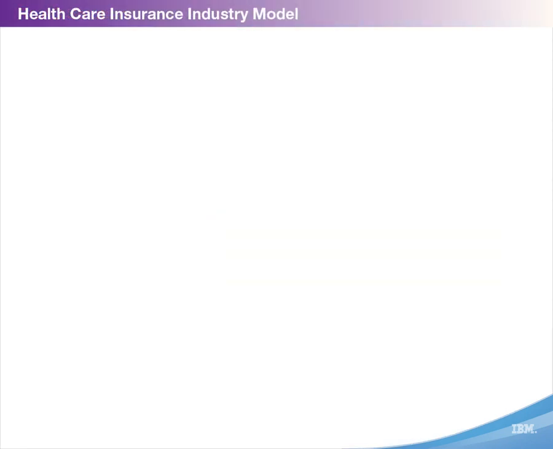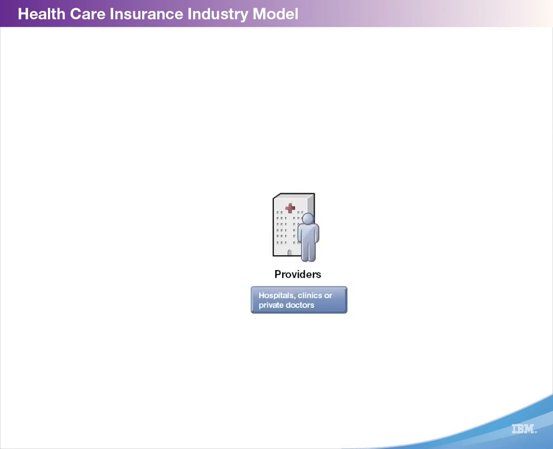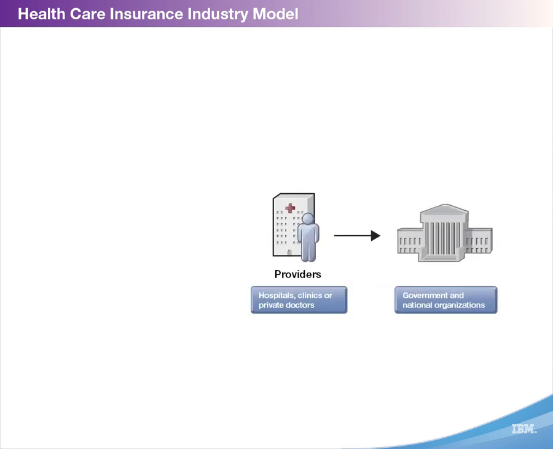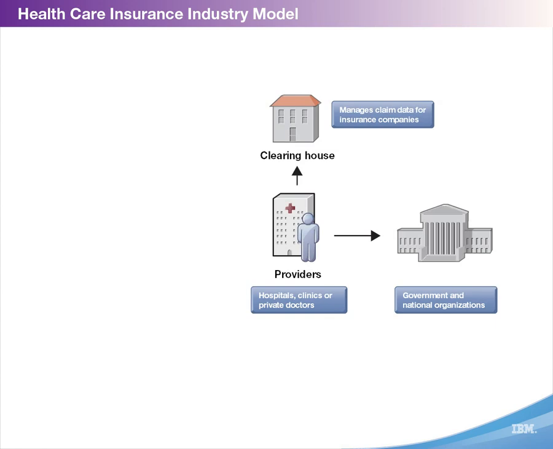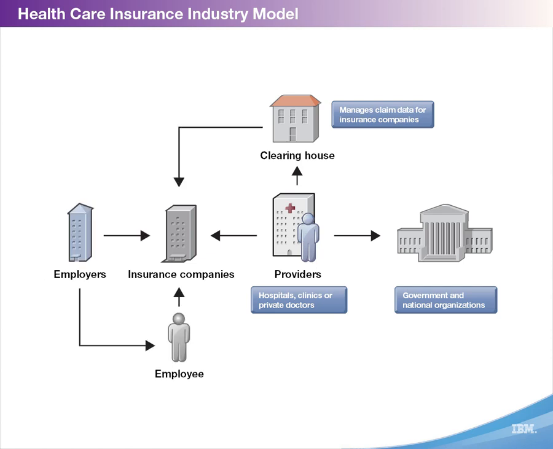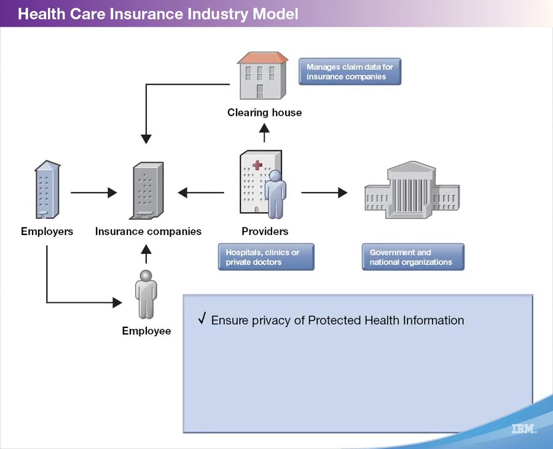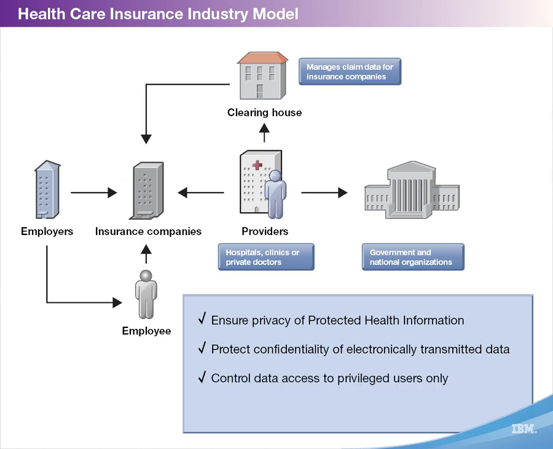Consider the healthcare insurance industry model. Healthcare companies follow this model to comply with the Health Insurance Portability and Accountability Act. Medical information and the personal information of patients are transmitted across these organizations. Hence, all the organizations involved must ensure the safety of the healthcare data. The guidelines are: ensure privacy of protected health information, protect confidentiality of electronically transmitted data, control data access to privileged users only, and log access of protected data.